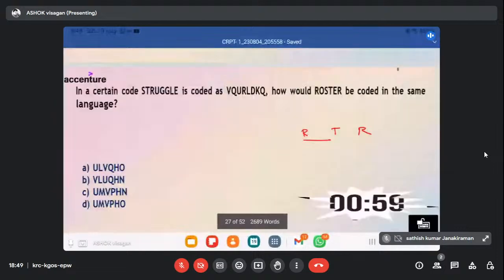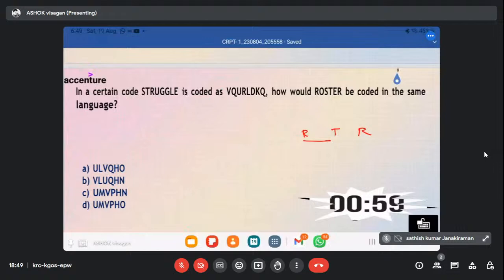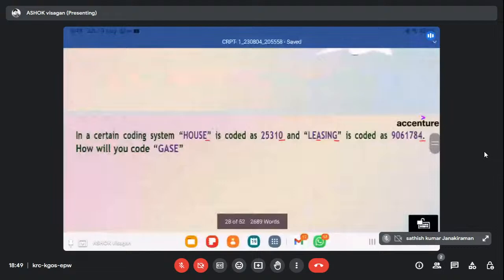So this is how you need to approach it. If you know the first letter, then you can go with that answer. Don't confuse. Don't waste your time to find out the entire logic. If you know the first letter logic, you go with that logic and find out the answer. That's it. I hope you understand.